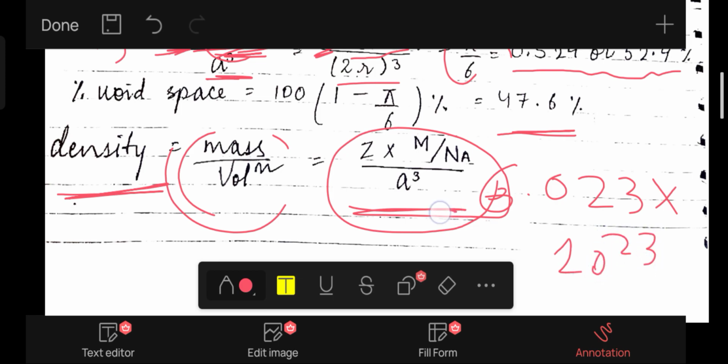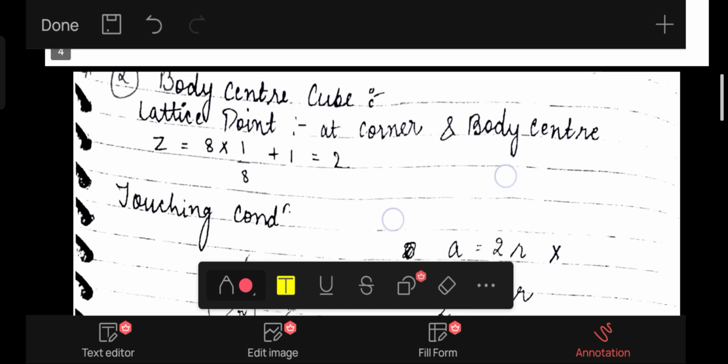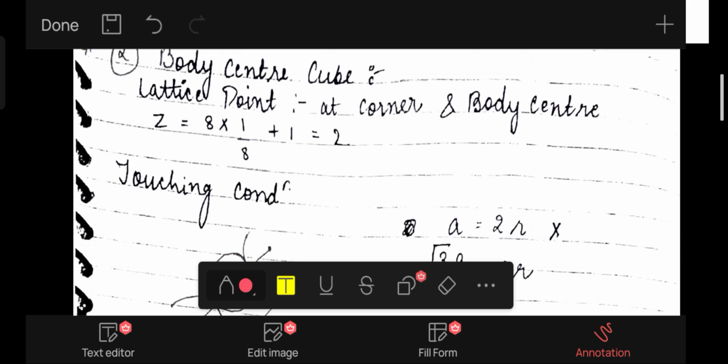We all know that a cube is the volume, and Z here is the number of particles in the unit cell. First we saw the primitive unit cell. Now next up we will be seeing the body centered cubic unit cell. In this, the lattice points are at the corners and at the body center. So that will be 8 into 1 by 8 plus 1 of the body center, that makes it 2. So the first one we had 1, and right now in this we have 2. That was for primitive, this is for BCC.